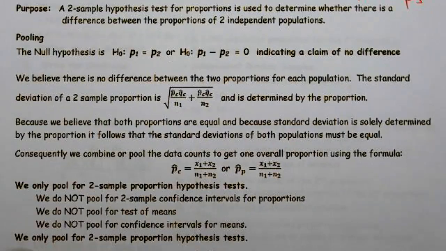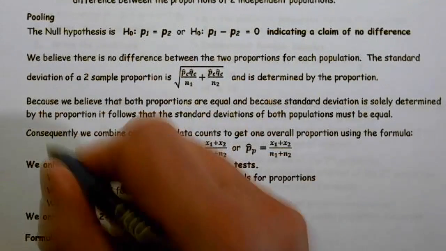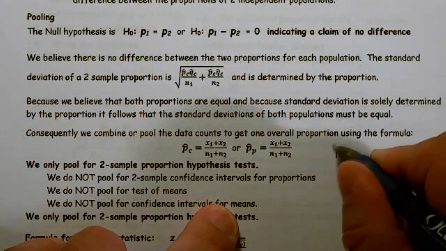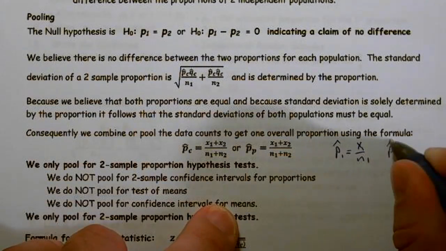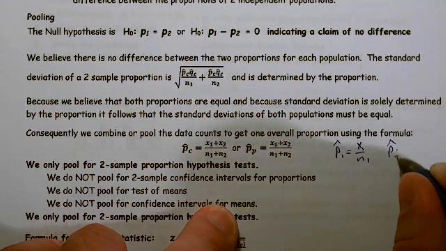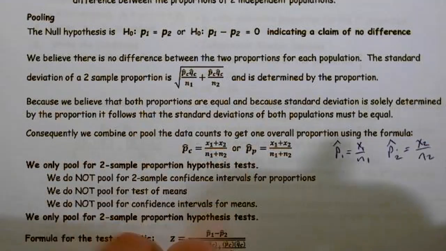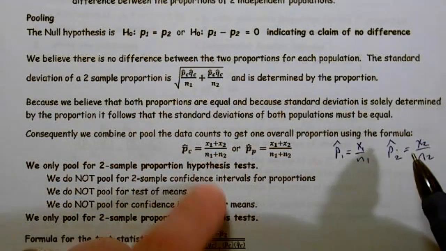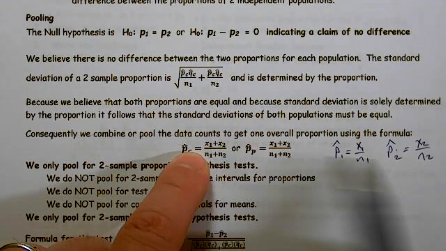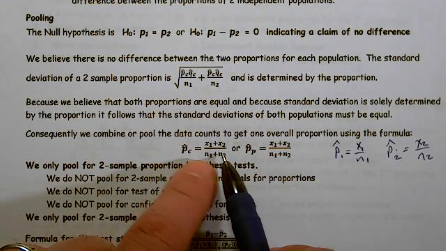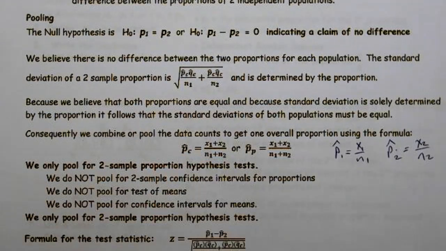So essentially, P hat 1 equals X1 over N1, and P hat 2 equals X2 over N2. However, we're going to add these together, but we're not going to add them like fractions. We're actually going to combine them. So we're just going to straight up add X1 plus X2 and N1 plus N2. So we're not combining fractions. We're just saying that if we combine them together, we're going to get a better estimate, right?